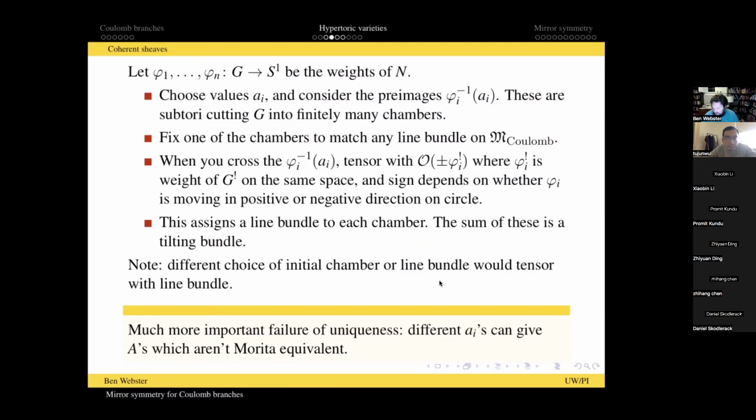And just as there was some non-uniqueness of resolution that involved pushing hyperplanes off the origin, what I'm doing here is taking the subtori defined by the vanishing of the weights, and pushing them off the origin in the torus by translations. The way I'm doing that is not unique, so different choices can give different algebras A. And everything is only well-defined up to tensoring with line bundles.